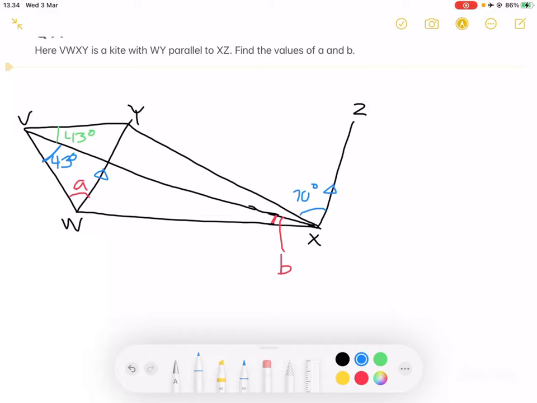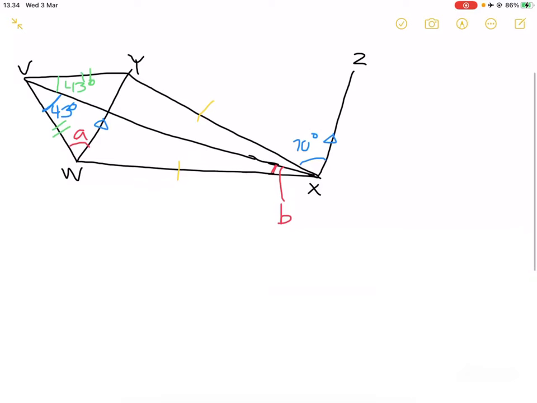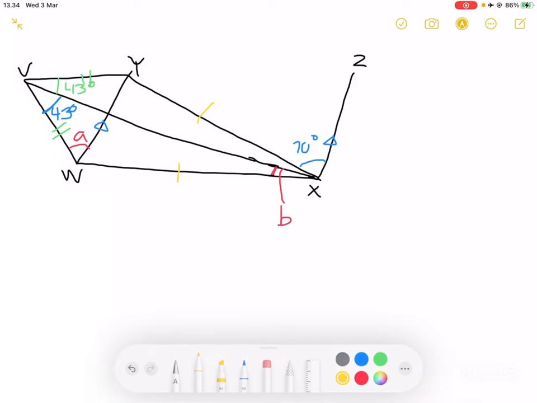And fun fact, another property of a kite, it has two pairs of equal sides. So those pairs are these in green and these in yellow, like so. And first, I'm probably going to run out of space, so I'm just going to draw another diagram specifically for triangle VWY. And the angle WVY is 43 degrees plus 43 degrees, which is just 86 degrees.